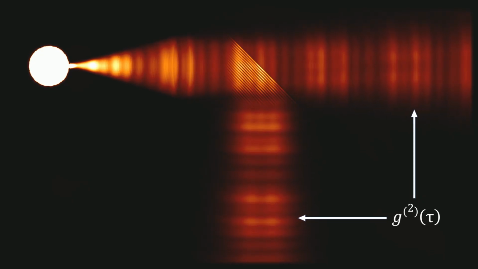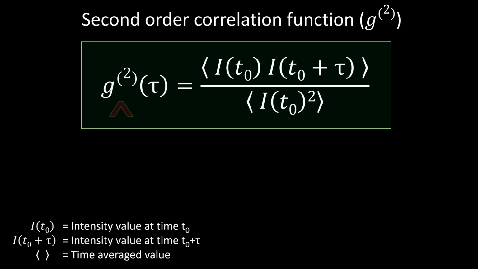More quantitatively, correlation between intensities can be described by what is known as the second order correlation function G2. This function quantifies the correlation between intensity variations as a function of a time difference tau. So what we do in this function is multiply the intensity at a time t0 with the intensity at a different time t0 plus tau. And we normalize this value by dividing it by the intensity at t0 squared. The denominator is basically a normalization factor to correct for the overall average intensity.